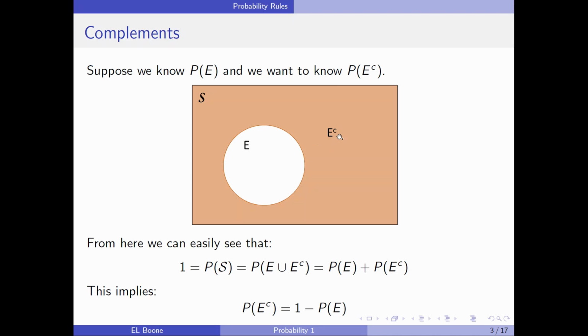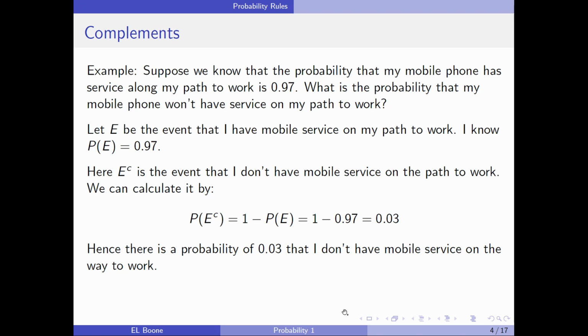So, because if I union those two together, I get S again, which is equal to the probability of E plus the probability of E complement. If I just simply move the probability of E to the other side over here, I get the probability of E complement is equal to 1 minus the probability of E. So let's look at a quick example.